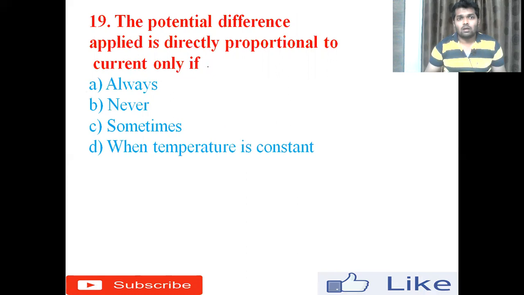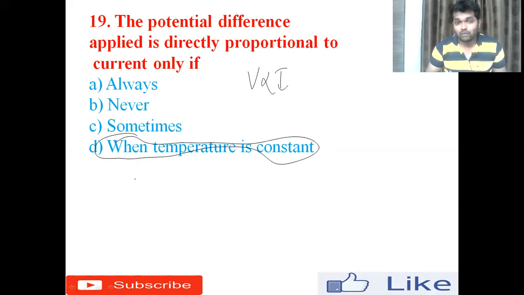19th one, the potential difference applied is directly proportional to current only if... As we studied earlier, V is directly proportional to I according to Ohm's law, right? It only holds when the temperature remains the same. When the temperature of the conductor varies, even the resistance will vary. If the resistance varies, what will happen? The current will decrease, right?